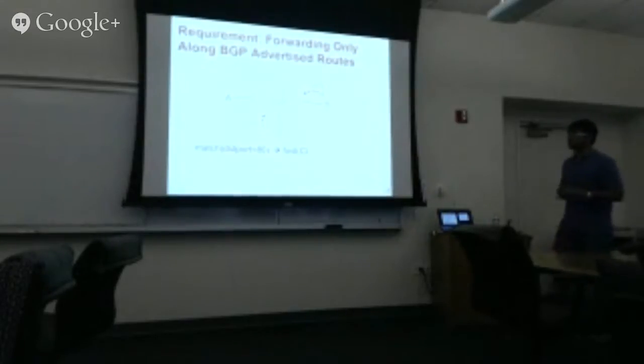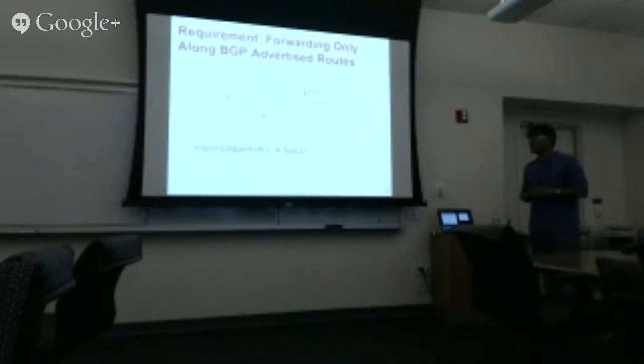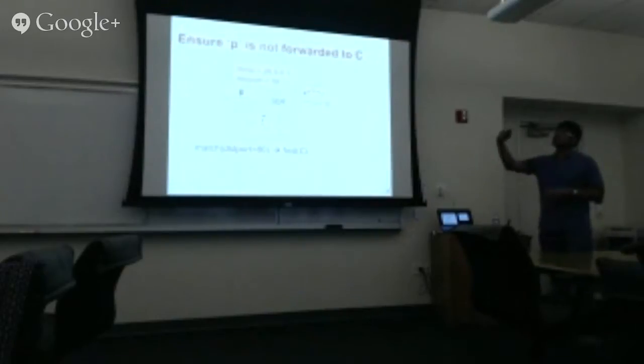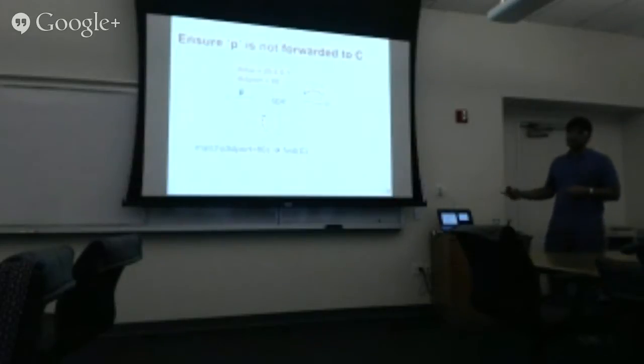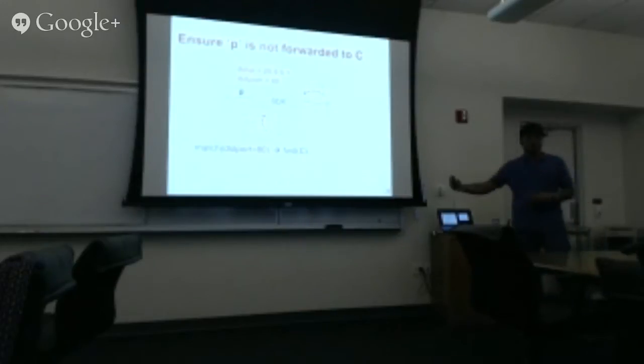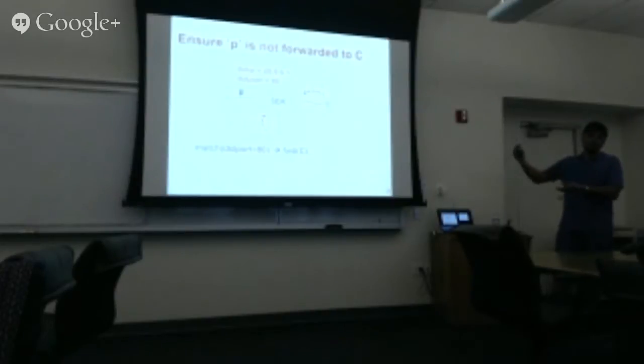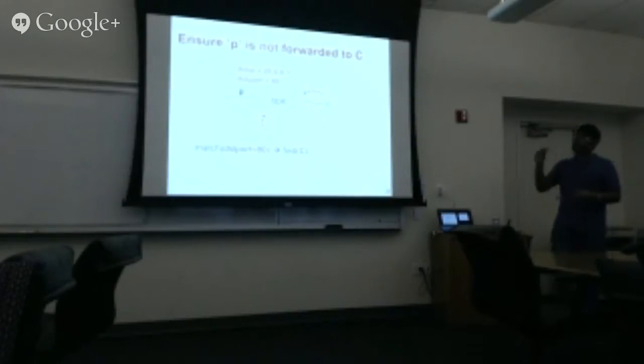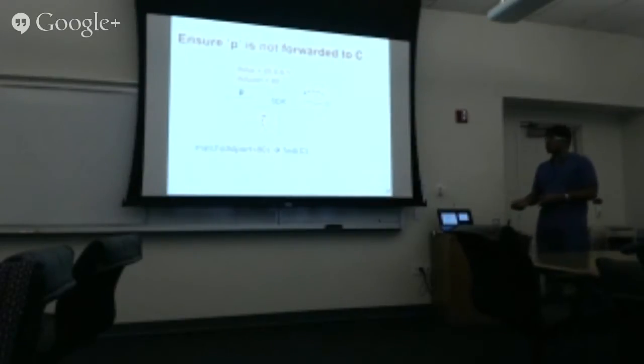So let's consider this scenario. We have A, B, C again, and B and C are advertising a set of prefixes. And A's policy is that if the traffic matches destination port 80, then it should be forwarded to C, right? But now consider there's a packet coming in whose destination IP is 20.1 and destination port is 80, and it's coming via A. So if I naively apply A's policy, this packet will actually be forwarded to C. But C never advertised the prefix 20.1. So in STX, we have to ensure that this packet P is not forwarded to C, right? And what's the solution?